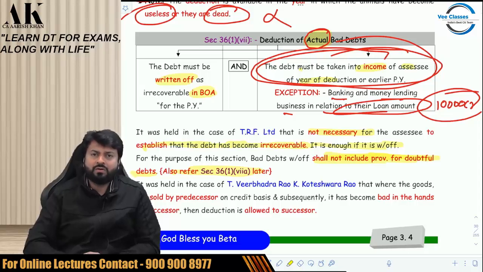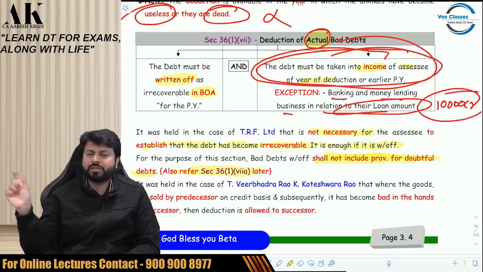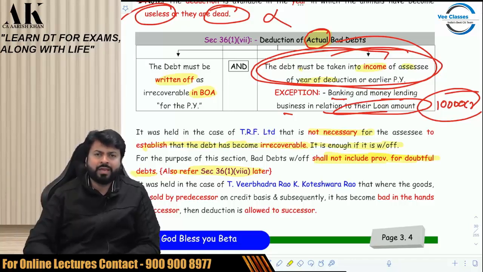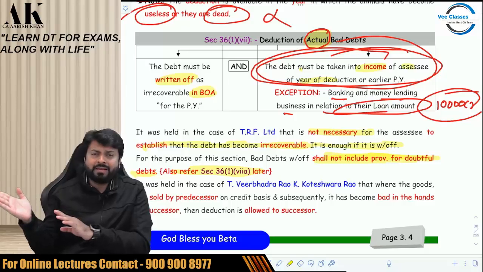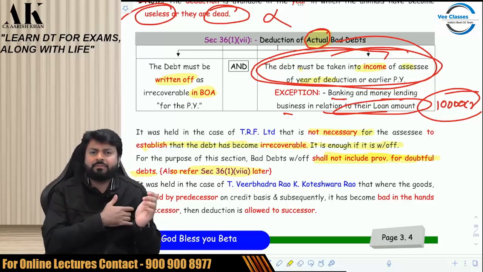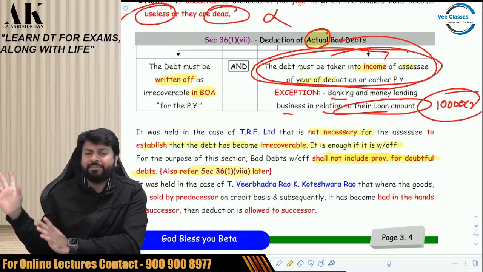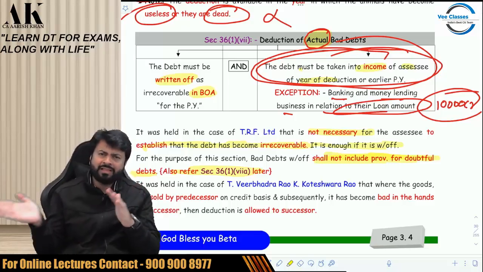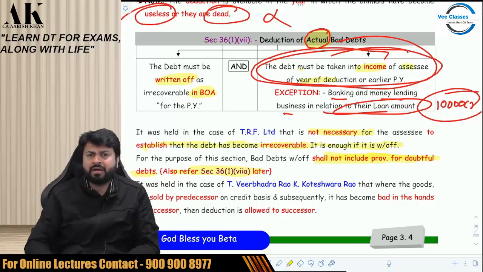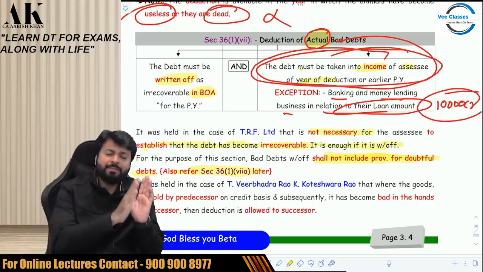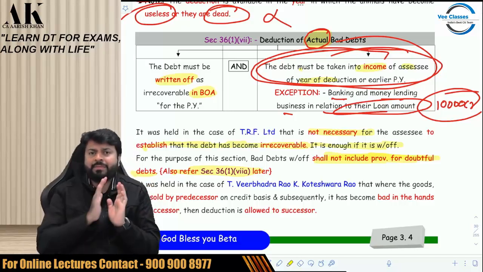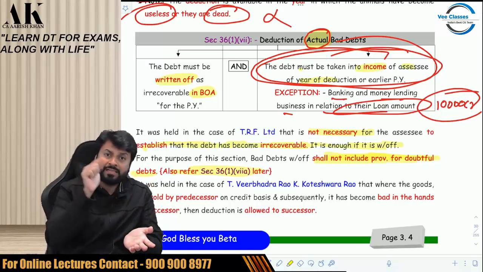Okay. Now the next one, listen carefully, very important issue. Suppose there is an amalgamating company which has sold some goods. Now that amalgamating company is getting merged into an amalgamated company. The goods were sold by the predecessor, that is the amalgamating company. Now that debtor is transferred to the amalgamated company. Now the debt has become bad in the hands of the amalgamated company. Will the amalgamated company get the deduction? The answer is yes.